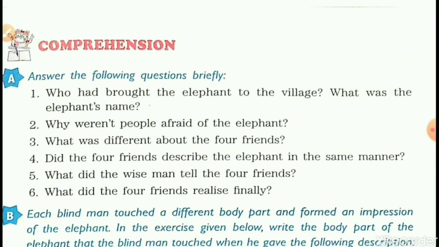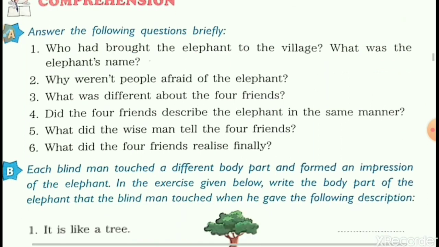Question number 5. What did the wise men tell the four friends? Answer, the wise men told the four friends that they should have pooled their information instead of arguing over who was right. Question number 6. What did the four friends realize finally? Answer, the four friends realized their mistake and did as advised by the wise men. Thus, they were finally able to get a clear picture of the animal in their mind.